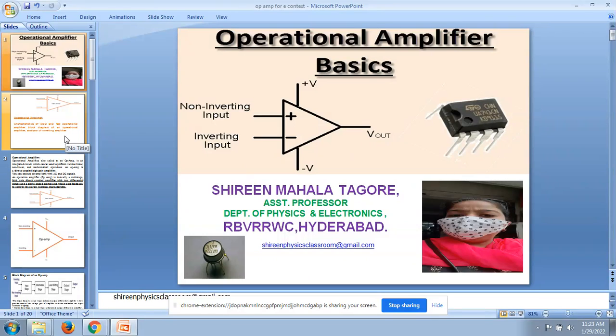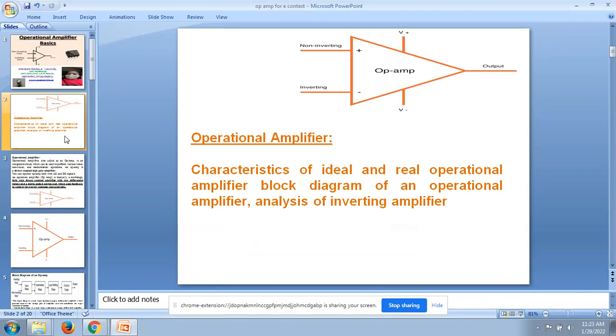So what is an operational amplifier? What is an IC of operational amplifier? And what are the practical applications we are going to discuss? These are the topics we are going to discuss in this class.